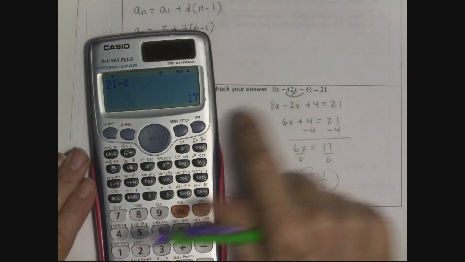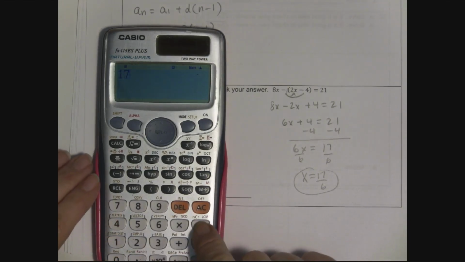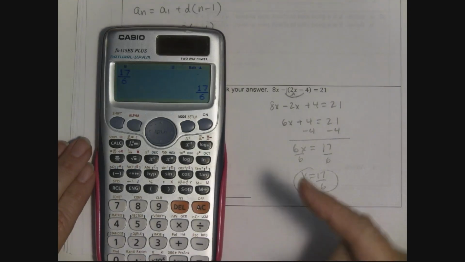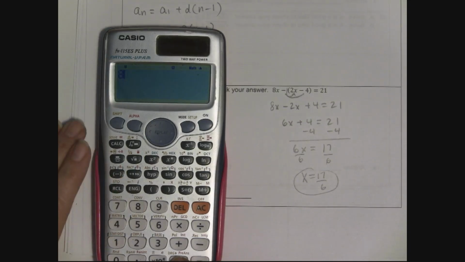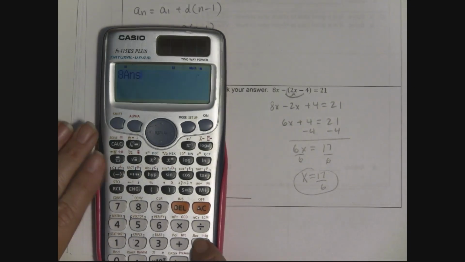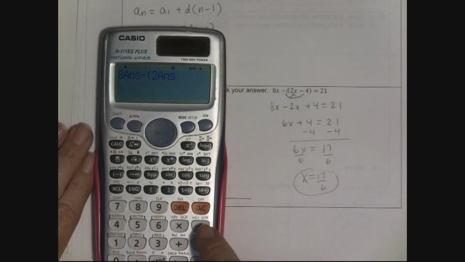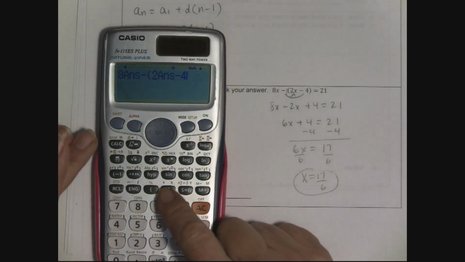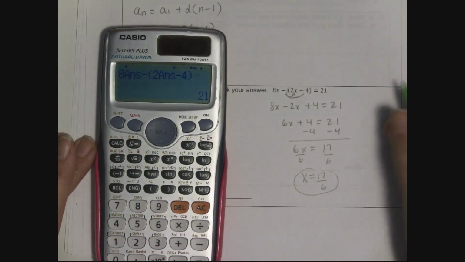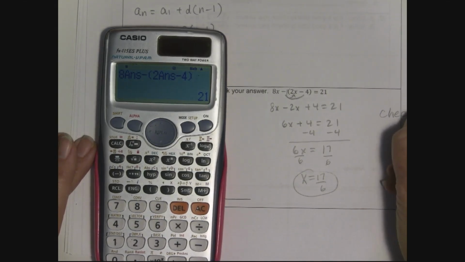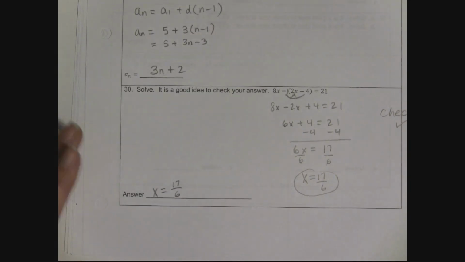And so I'm going to plug into the original. I'm going to put 17 over 6 in my calculator and have it stored as the answer, because I have to put it in twice and I'm tired. So 8, and then answer, minus, and then parentheses, 2 times answer, and then minus 4. I had stored 17 over 6 in here, and I should get 21. And I'm just going to make a mark that it was a solve and I checked, and I used my calculator to check.